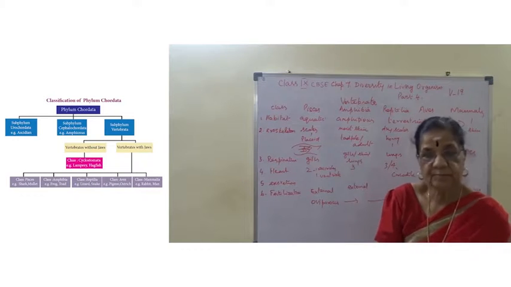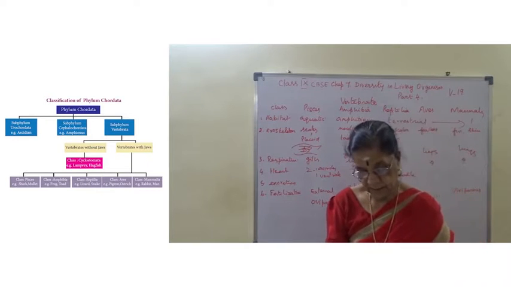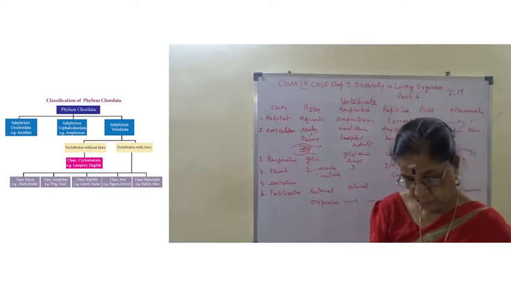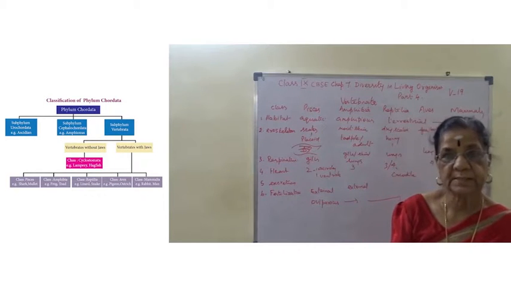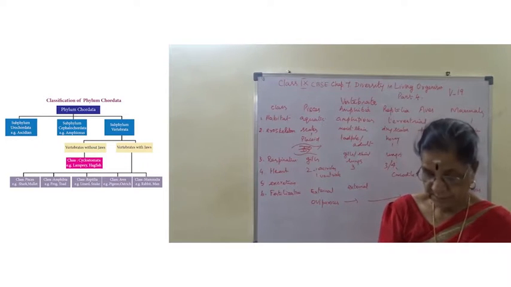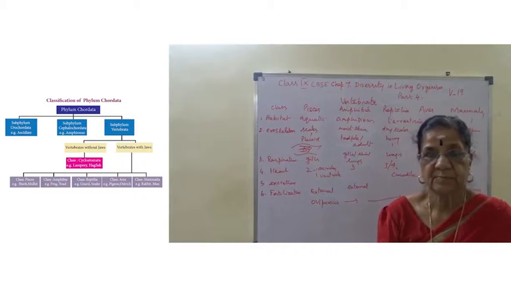Maybe understand. So then the largest group of animals is phylum Arthropoda. They are characterized by the presence of jointed legs, bilateral symmetry, segmentation, and an open circulatory system.